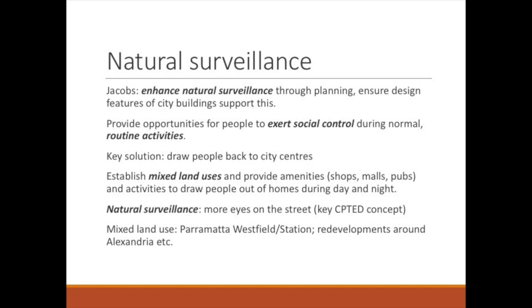Jacobs made the point that you can enhance natural surveillance through planning, ensuring that the design features of city buildings support natural surveillance, and that you need to provide opportunities for people to exert social control during normal routine activities. So for Jacobs, a key solution here is to draw people back to city centres. And you can achieve this by establishing mixed land uses and providing amenities such as shops, malls and pubs and so on, and other activities to draw people out of their homes during the day and the night.